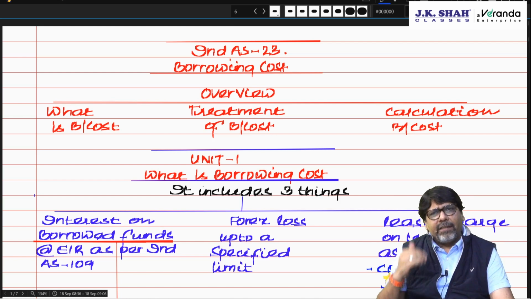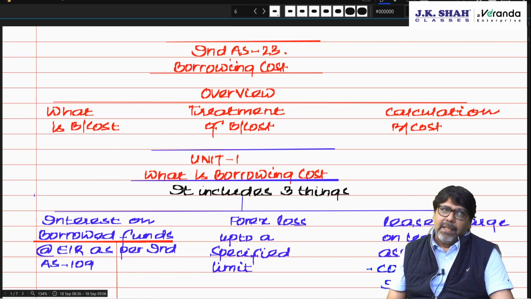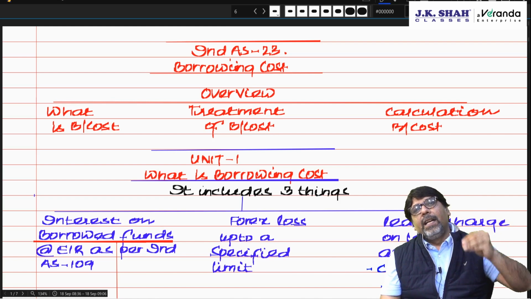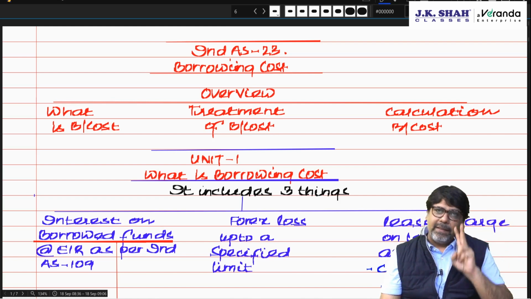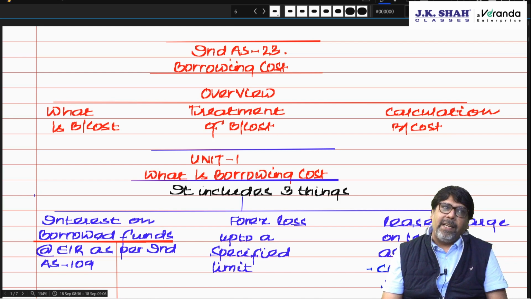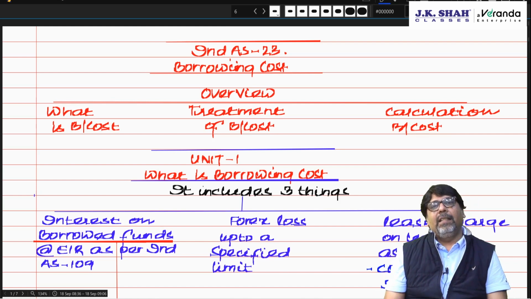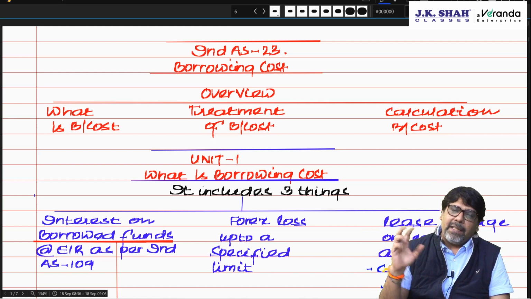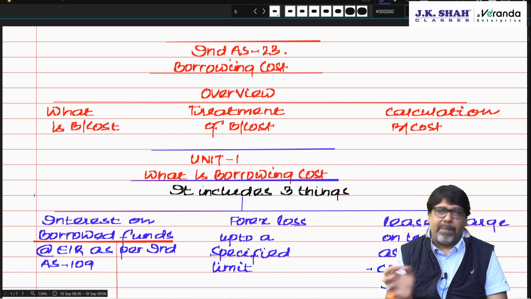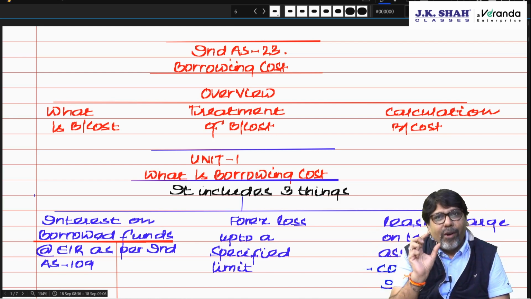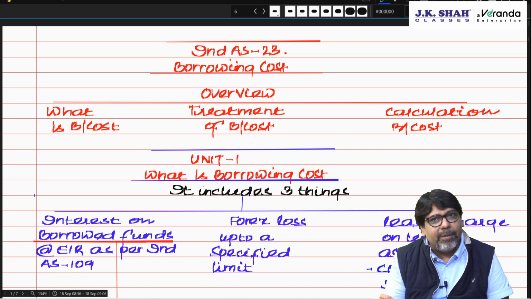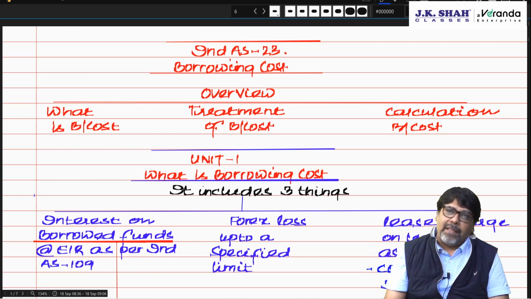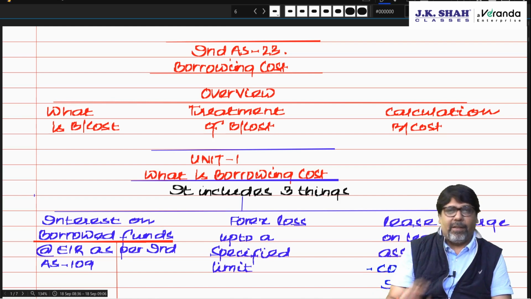Second is forex loss up to a specified limit. First one to be understood, it is nothing but interest on borrowed funds. Second is forex loss up to a specified limit. That means, Chartered, suppose I have taken a loan from abroad. On that I will pay interest. The treatment of that interest this standard will cover. But some people argue that forex loss is also interest only. So its treatment should also be discussed. Treatment of that forex loss is also discussed.